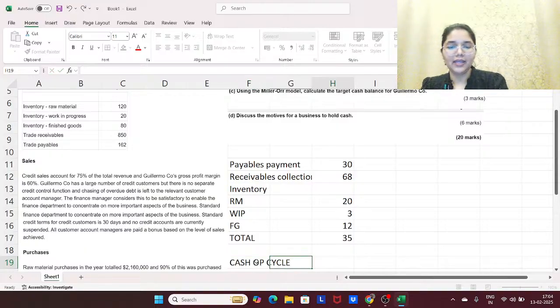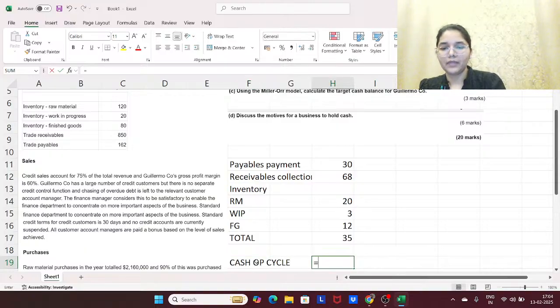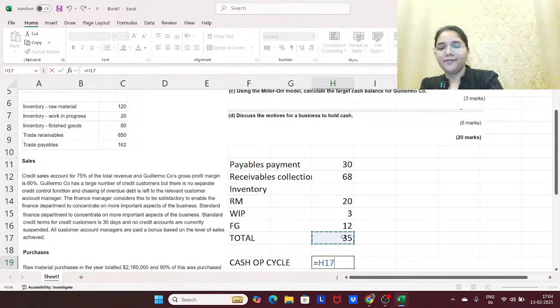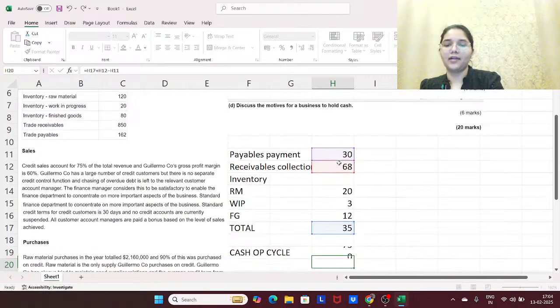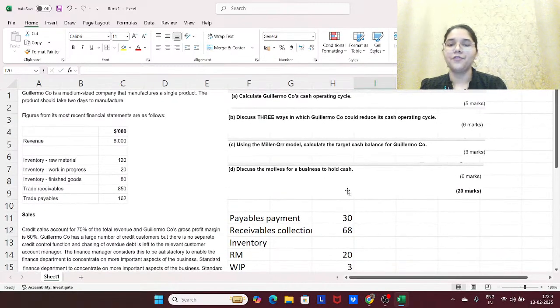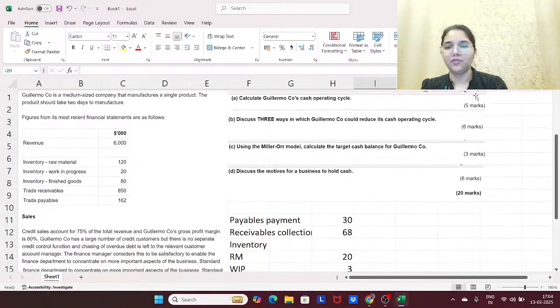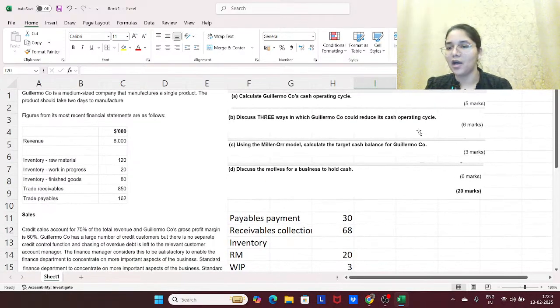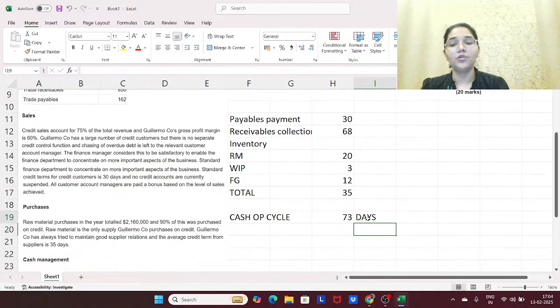Cash operating cycle is going to be, the inventory is going to be added, receivables collection will be added, and then the payable days will be subtracted. So this gives you an answer of 73 days as your cash operating cycle. So if you solve this all correctly, you will get the entire 5 marks which are available to you. Do not forget to add days over here.